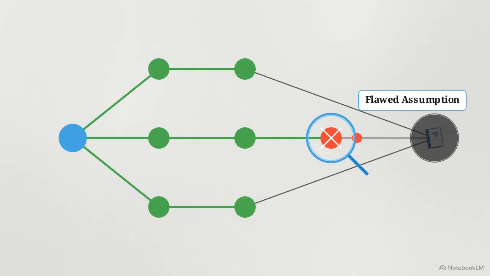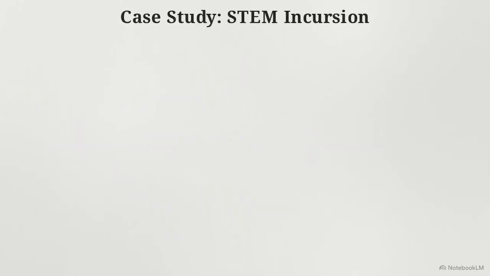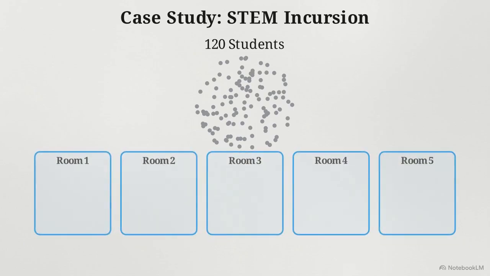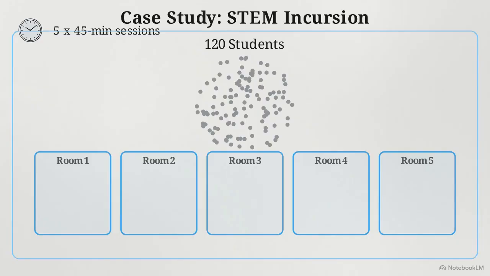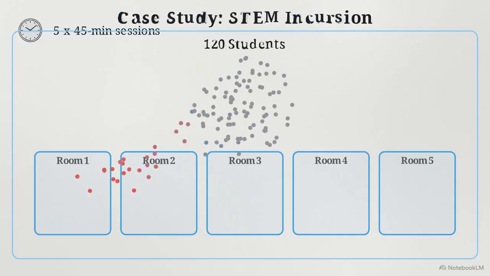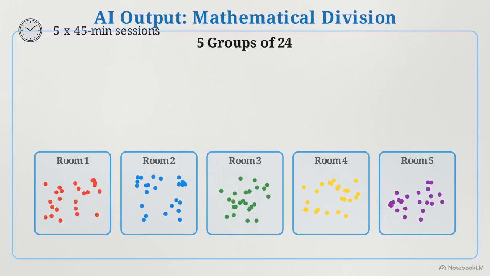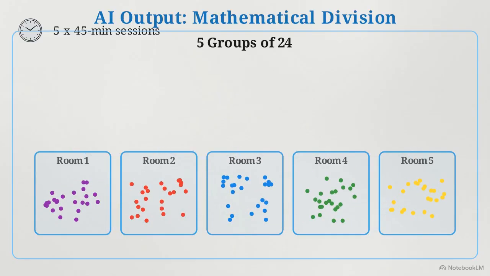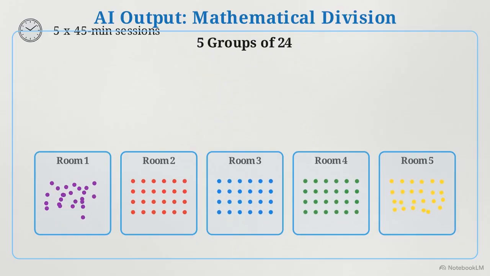contaminate the final plan. Methodically, let's break down a real-world case study, organizing a STEM incursion. We start with the baseline variables: 120 students, 5 classrooms, and 5 rotating 45-minute sessions. We initiate the prompt by defining these hard boundaries, and we ask the AI to collaborate with us on identifying only the first logical step. The system outputs the mathematical division first, delivering a rotation strategy that moves the students between rooms without any overlap.